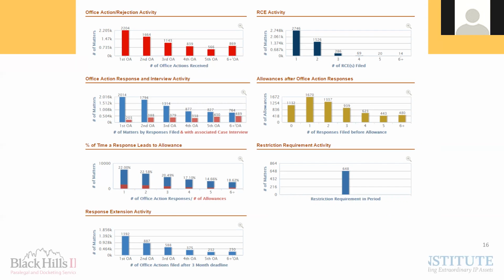2200 first office action, 1600 second, and down to 566 fifth office actions. What seems odd to me is the jump into the 6+ office action range, meaning that I've got a lot of cases, more than are sitting in 5th office action, that have gone 6 or more office actions out.